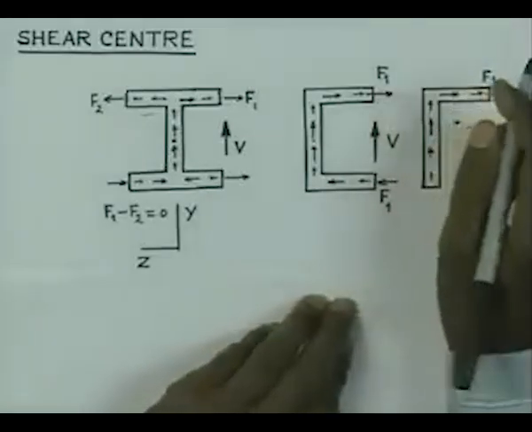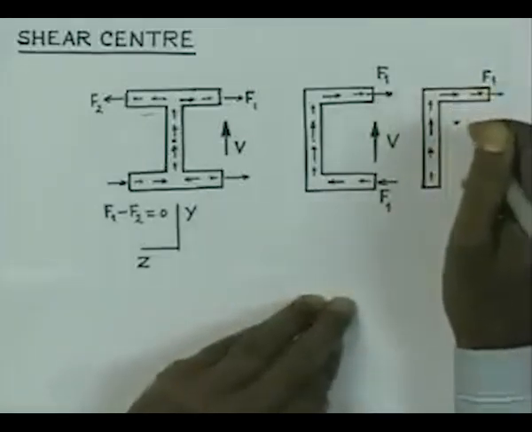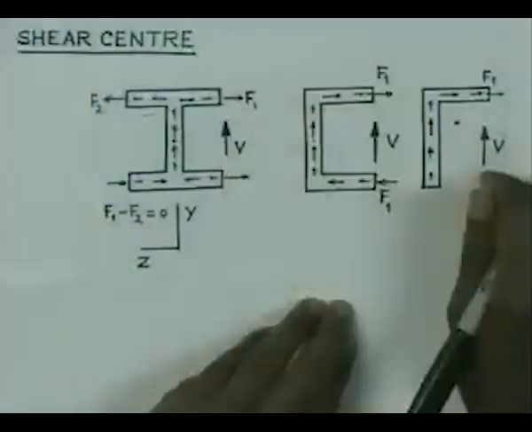So, we have to see that this moment is not there in the cross section, otherwise it will give rise to rotation of the cross section. And we will show that if the plane of the loading passes through a typical point on the cross section, then there will not be any rotation of the cross section. Such a point for the cross section is known as shear center.